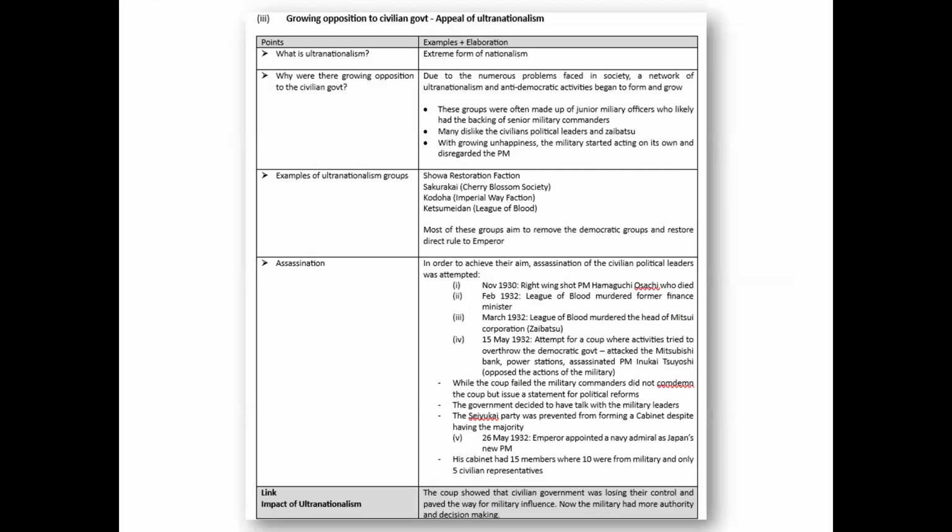So what was next? It was definitely the growing opposition to the civilian government. What is ultranationalism? It is an extreme form of nationalism, very highly extreme, and a lot of it was because they felt the injustice that they were suffering, whether they were military or civilians. And they came up with groups. These are some of the groups, good to know one or two. Most of these groups aim to remove the democratic groups and restore direct rule to the emperor. They're still very loyal to the emperor, don't get me wrong, but they want to get rid of the civilian government as well as the prime minister.